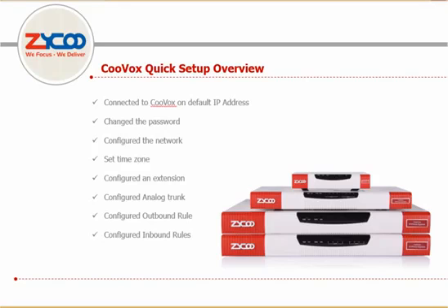To remind you how we achieved this, first we needed to connect to the Coovox on its default IP address. We changed the password for security reasons. We reconfigured the network settings on Coovox to match our needs. We set the time zone. We created an extension. We configured an analog trunk to connect Coovox to the PSTN. We configured an outbound rule to allow us to make calls over the PSTN. And finally, we configured inbound rules to control inward calls.